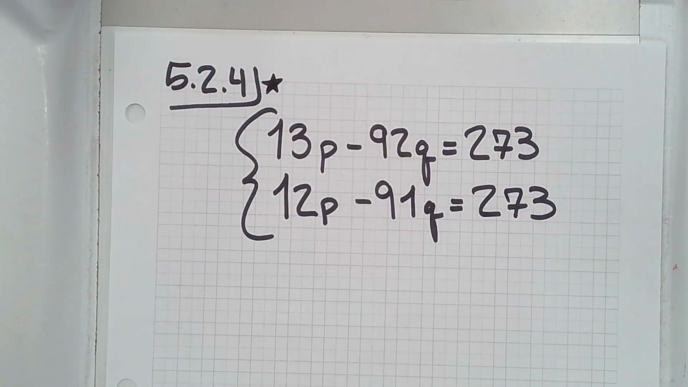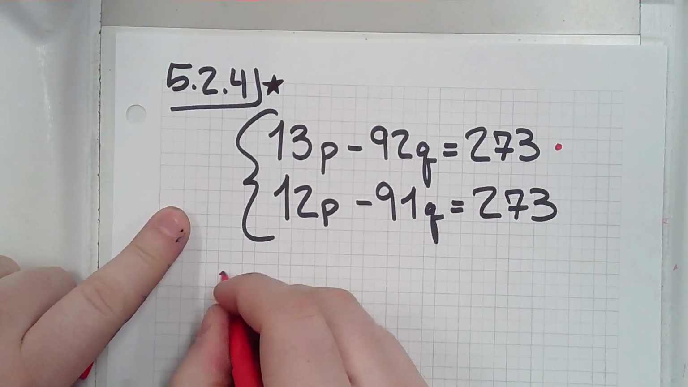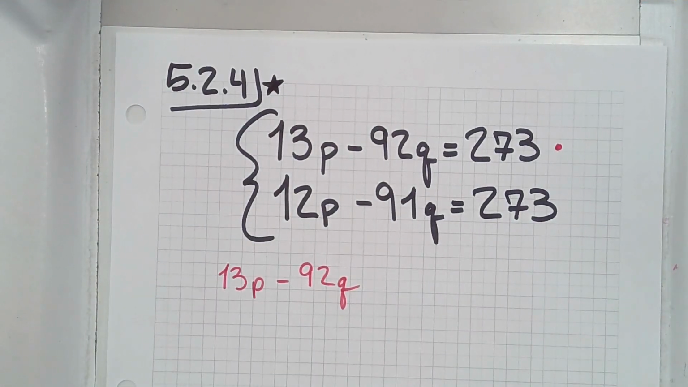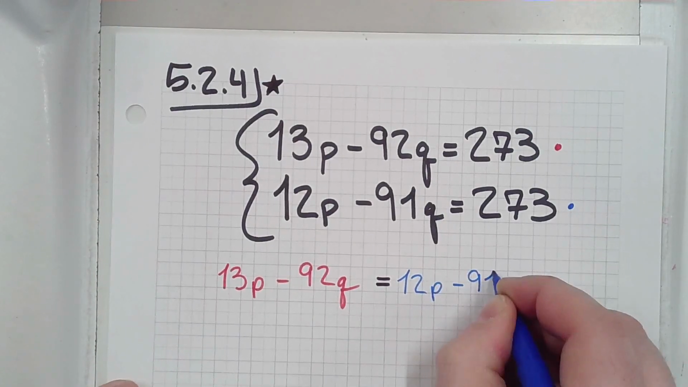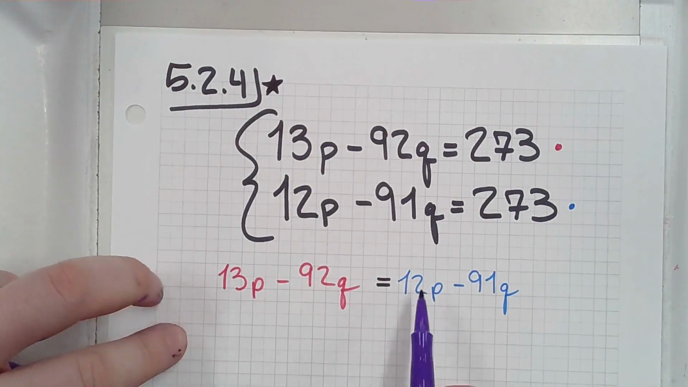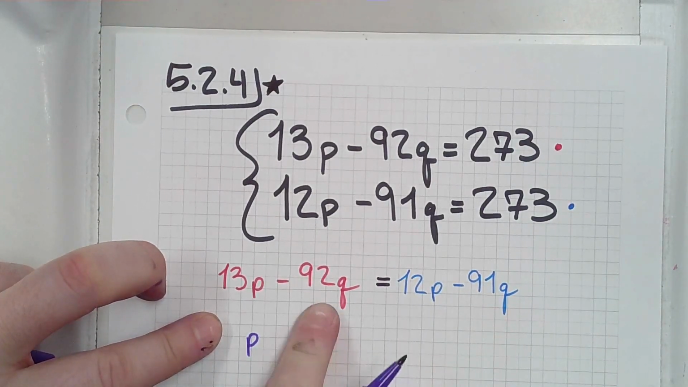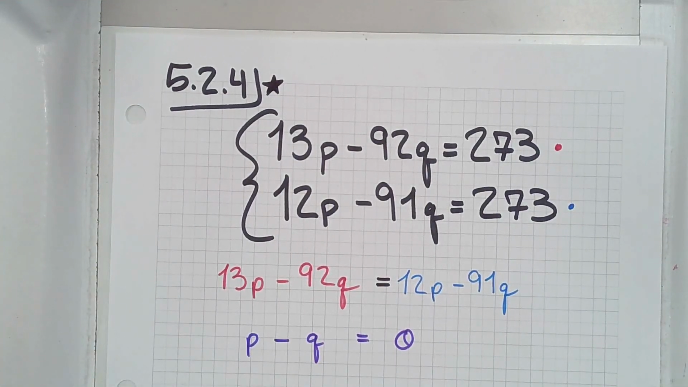If they both equal 273, then they equal each other. So here's equation 1: 13p minus 92q equals 273. But apparently so does equation 2, our blue equation. It also equals 273. So if they both equal 273, then they equal each other. And if we just rearrange this equation to get our p's and q's all together, we subtract 12p from both sides, we just get p. If we add 91q's to this, we get minus 1q. So we know that this is true: p minus q is 0.